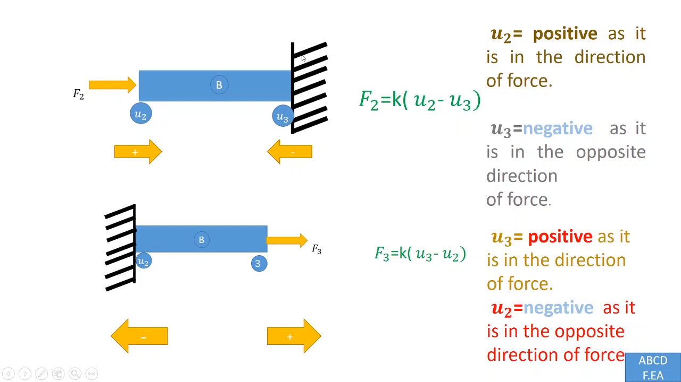Now similarly we will fix this part. Got it? We are going to fix this part. Now F3 is acting in this part. So what is happening? F3 and U3 are in same direction. That's why it is positive. However, U2 is negative direction. U2 is negative because it is fixed, so it is going to oppose the motion. That's why it is negative. So U3 is positive as it is in the direction of force, and U2 is negative as it is in the opposite direction of the force.